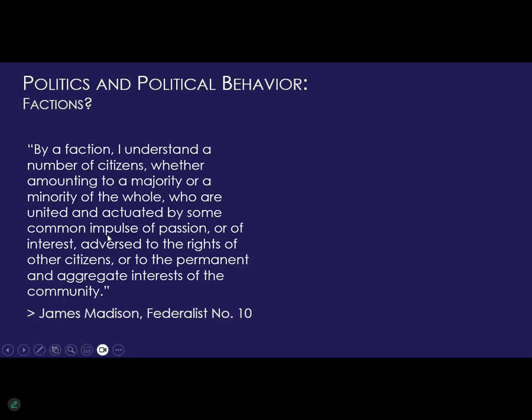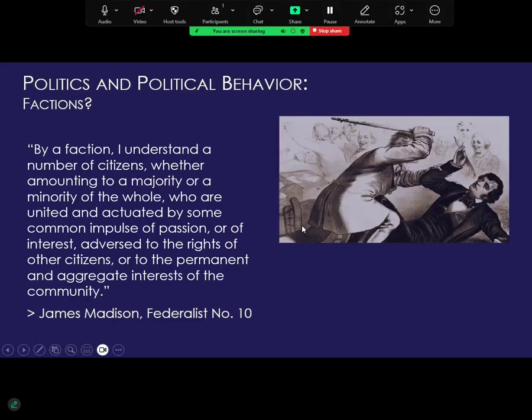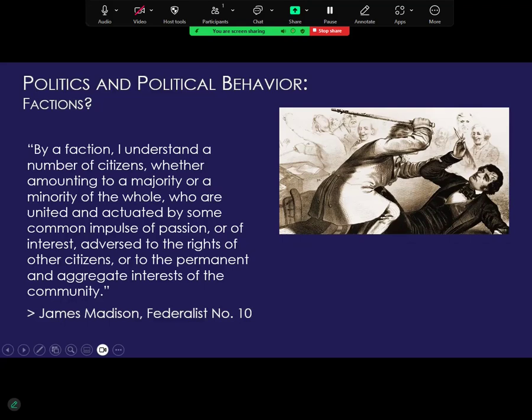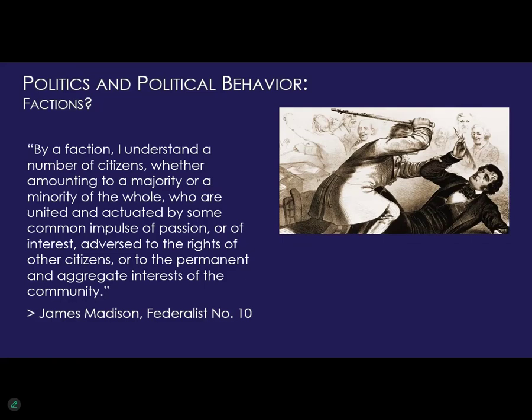But political partisanship can get ugly, and political leaders fall victim to their passions and sometimes behave very badly, as depicted here in this image of the caning of Charles Sumner by South Carolina Representative Preston Brooks. This was a real event that happened as Congress was debating the spread of slavery into the western states.